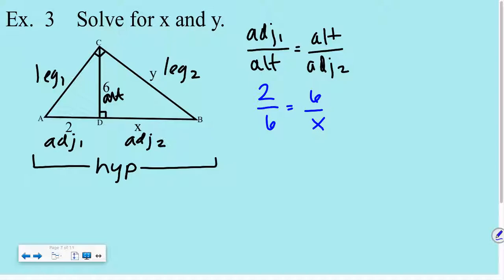Cross multiply. 2 times X is 6 times 6 is 36. Divide both sides by 2, and what do we get for an X value? 18.